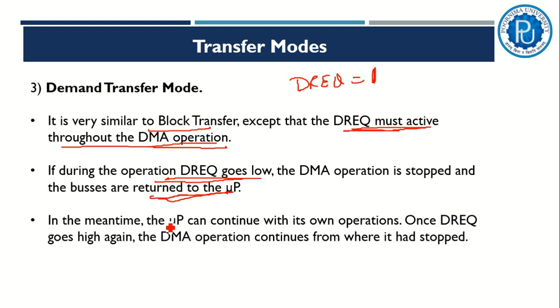In the meantime, the microprocessor can continue with its own operation. Once DREQ again becomes high, the DMA operation continues from where it has stopped.